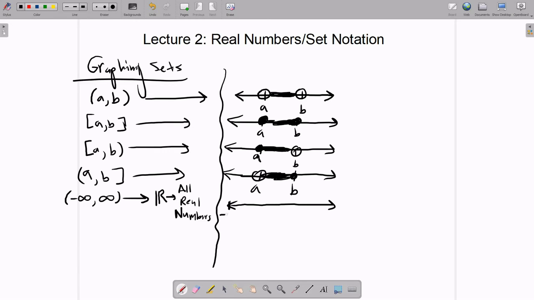Essentially, when you graph this, you write negative infinity, infinity, open circle, and then basically you do the graph, or you just write this big R right here and say any number in the number line is a solution.